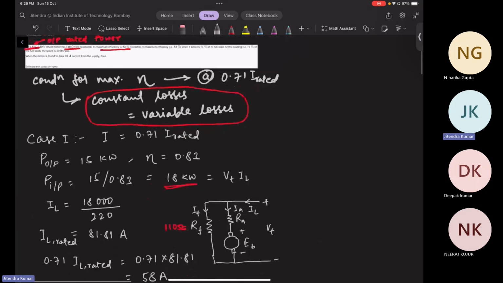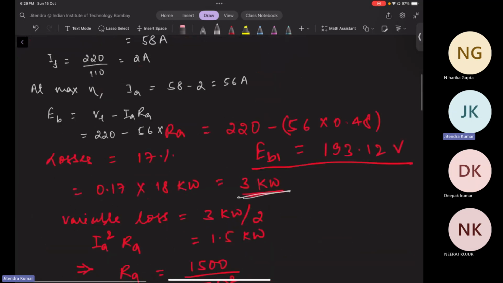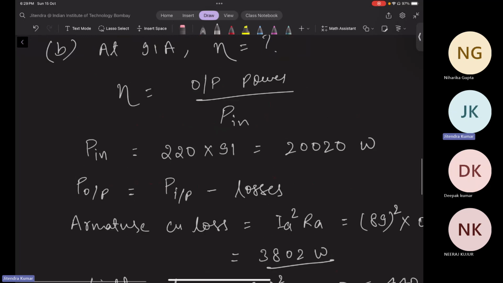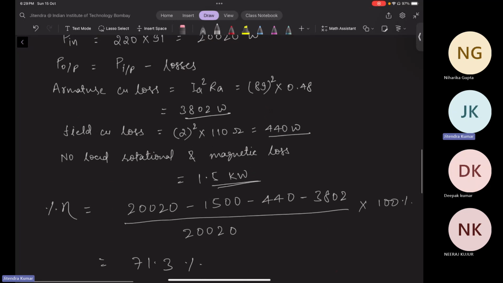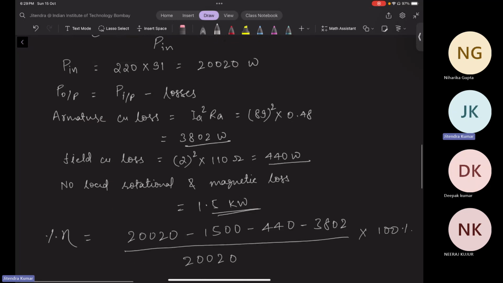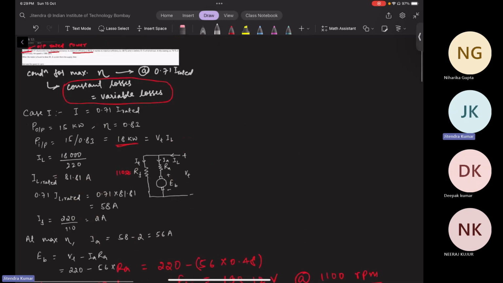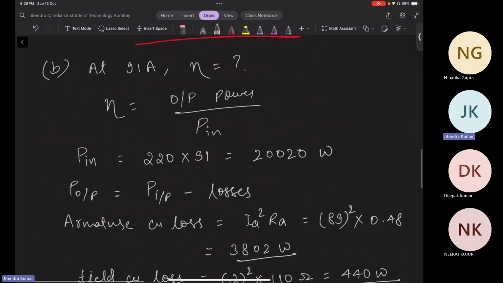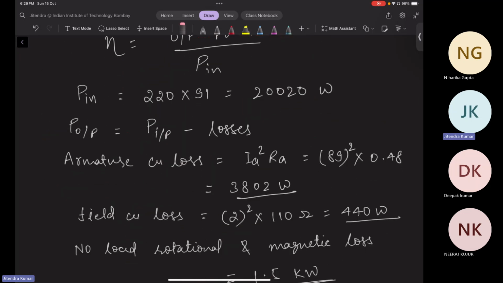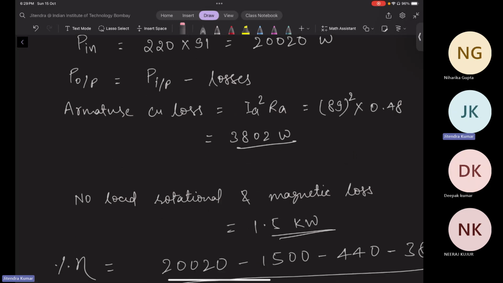Okay, I guess you are right, because we have included field losses in constant losses, right? I guess we have included field losses in constant losses, because in part A also, you are right, Deepak. So we have included field losses in constant losses. So we have to remove this component. We have already included it here. Okay, that 440 watt is included in this 1.5 kilowatt.